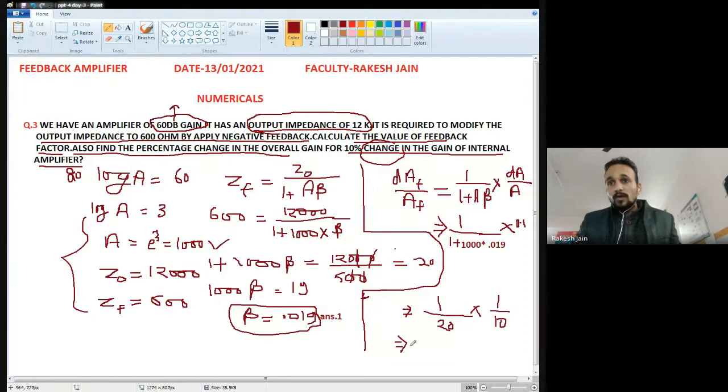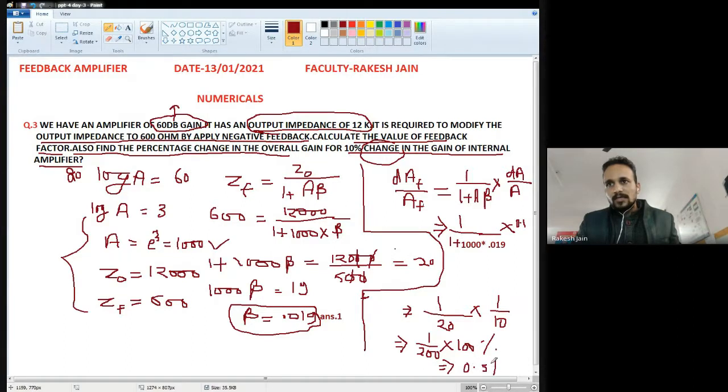But we have to find out the percentage. This is 1 upon 200, but we have to find out DAF upon AF in percentage. So it will be multiplied by 100 also, and then the answer will come in percentage. So it will be 0.5%. That is my answer. So now this question is completed.